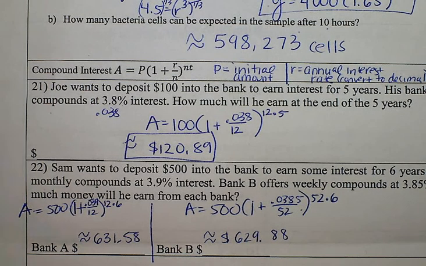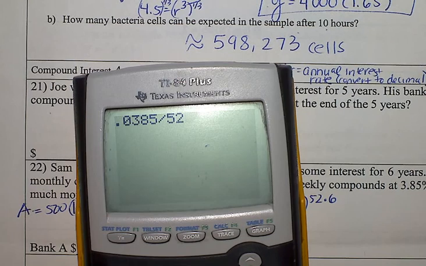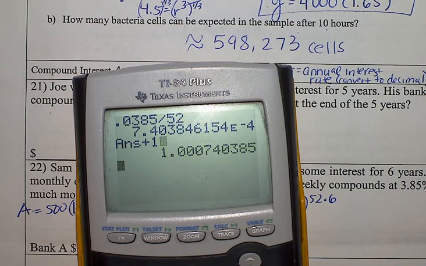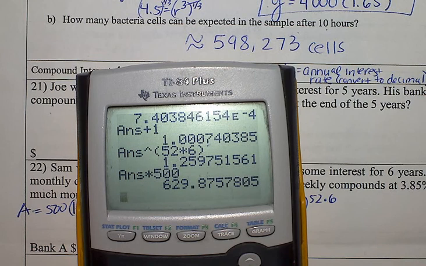Let's grab the calculator. Let's plug in 0.0385 divided by 52 weeks and add 1 to that. We've calculated the inside of the parentheses. Now we're going to raise it to the 52 times, is it 6 years? And then we're going to take it times the initial value of 500. Good to go, Kevin? All right.